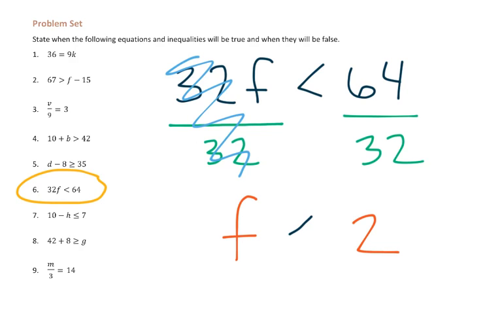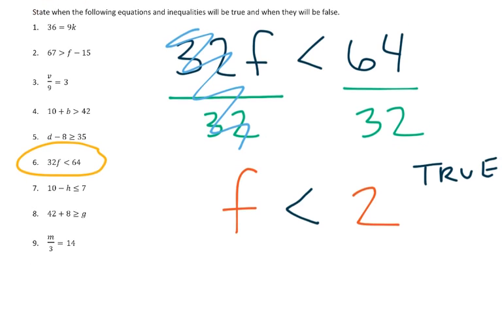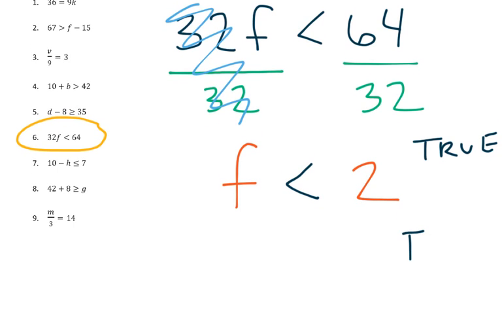I drop down my inequality, and I know my true statement would show that f is always going to be less than 2. Now, if any value for f is always going to be less than 2, that means my false statement, or the values that would prove the inequality false, has to be all the other numbers. And we write that like this. f is greater than or equal to the value of 2.